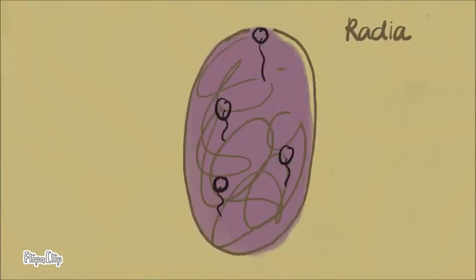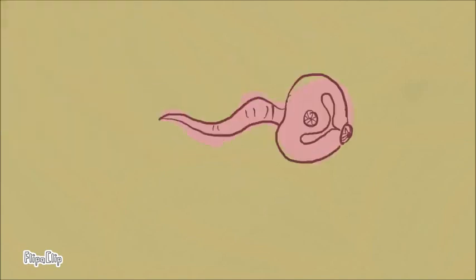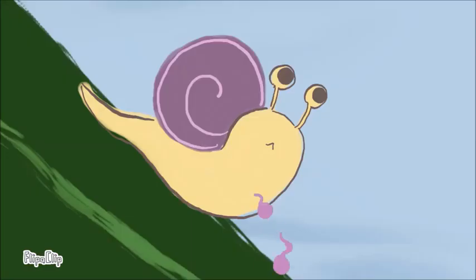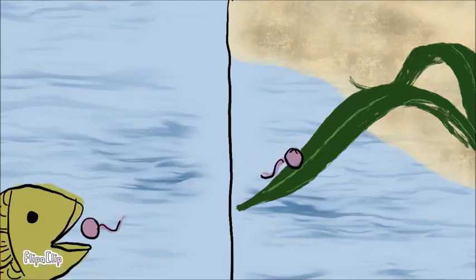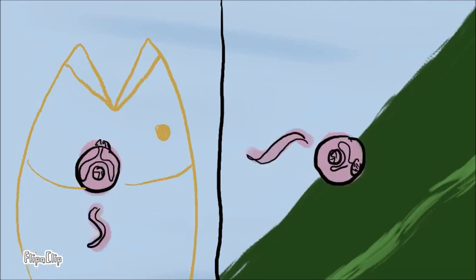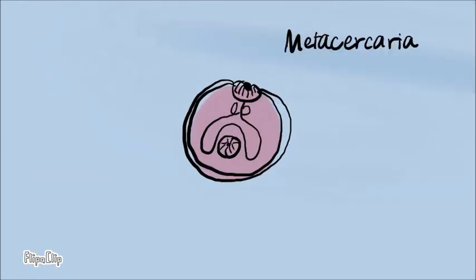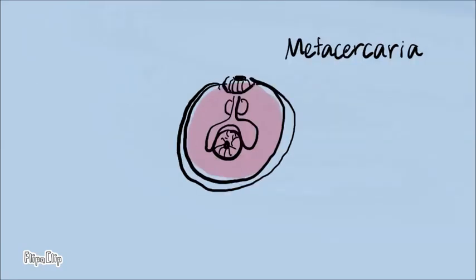The next stage is cercaria. At this stage, motile, free-swimming cercariae leave rediae through the birth pore, then leave the first intermediate host to infect second intermediate hosts, like fish and some water plants. Inside the second intermediate host, cercaria removes its tail and encysts. Now we are entering the next stage, metacercaria.